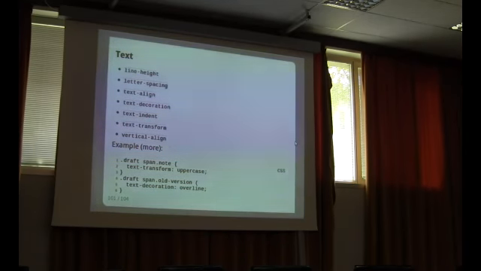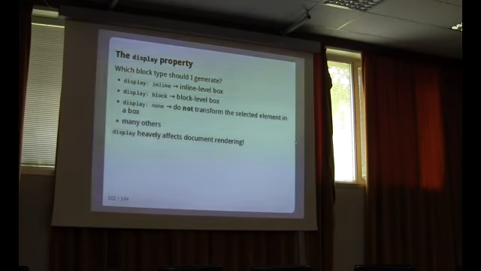There is a large number, of course, of properties concerning text, line height, letter spacing, and so on. One very important property is the display property that responds to one of the main questions we had at the beginning, that is, which kind of box should I use when transforming a DOM element into a box tree element. This can be decided using the display property.